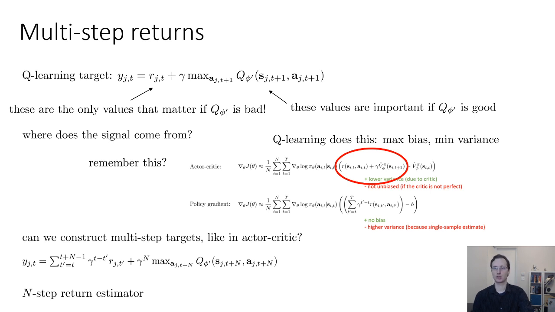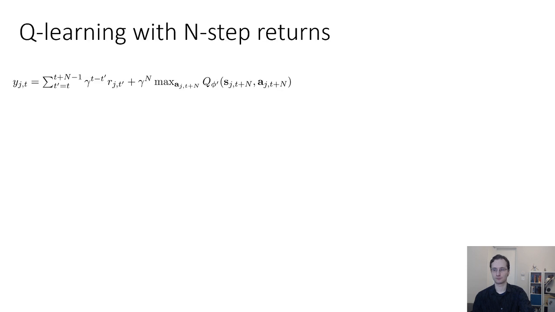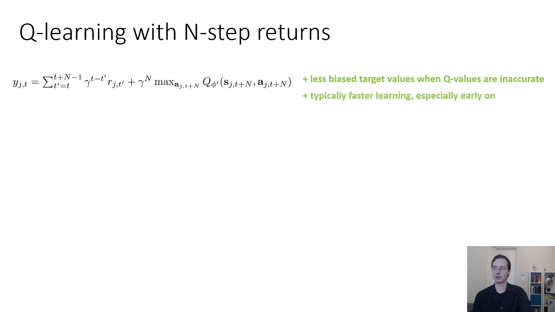Just like with actor-critic, the trade-off of the n-step return estimator is that it gives you higher variance because of that single sample estimate for R, but lower bias because even if your Q function is incorrect, now it's being multiplied by gamma to the n, and for large values of n, gamma to the n might be a very small number. Okay, so let's talk about Q learning with these n-step returns. It's less biased because the Q values are multiplied by a small number, and it's typically faster early on because when the target values are bad, those sums of rewards really give you a lot of useful learning signal.